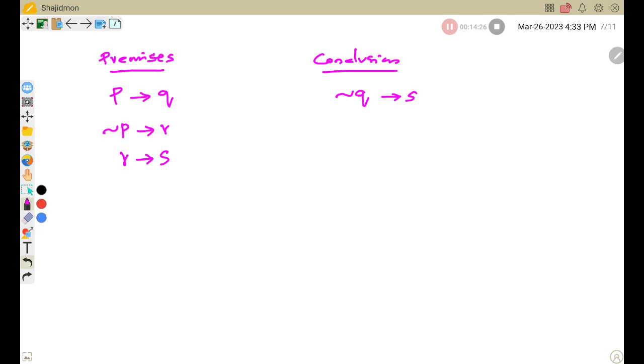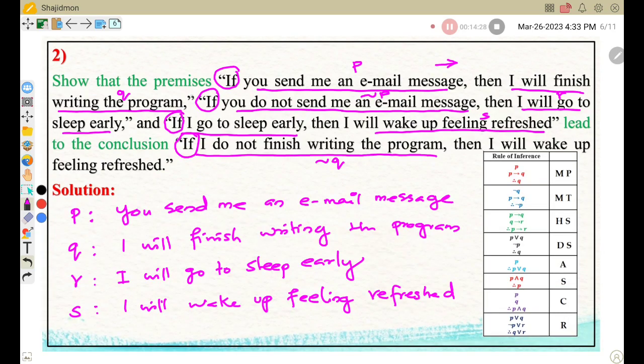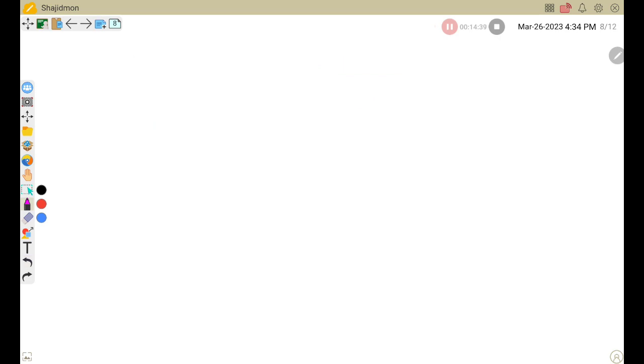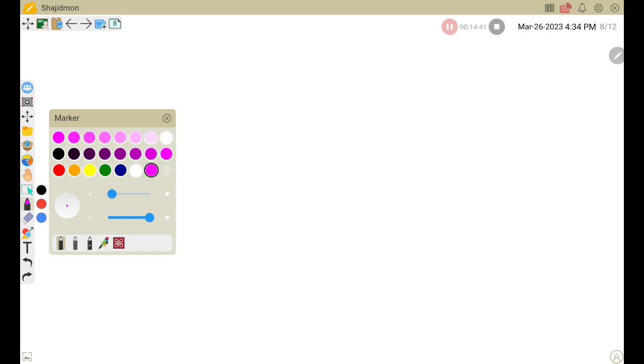Okay, so we need to prove whether the premises lead to the conclusion or not by using rules of inference. I will do this one on the next page, and you can see it one by one. So first we are writing the steps, the step number, and what are the premises or reasons. We can write the reasons here.